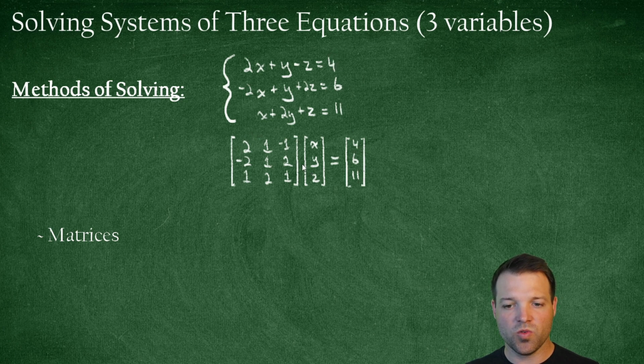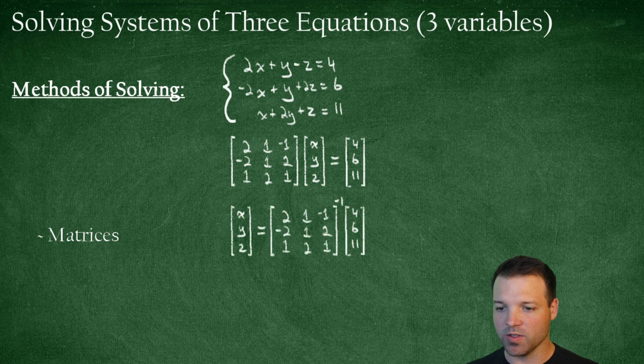Now, in order to isolate the variables, I need to get this matrix over to the other side. I'm not going to explain why, but I'm multiplying both sides by the inverse since there's no division with matrices. But you can multiply by the inverse to eliminate things to give the same exact effect. So I end up with this XYZ matrix is equal to the inverse of this big 3 by 3, times this matrix over here.